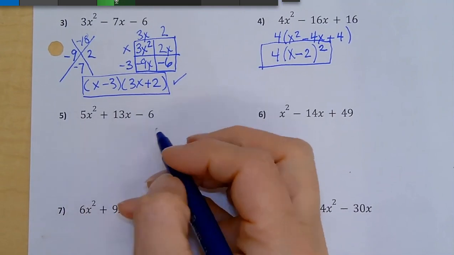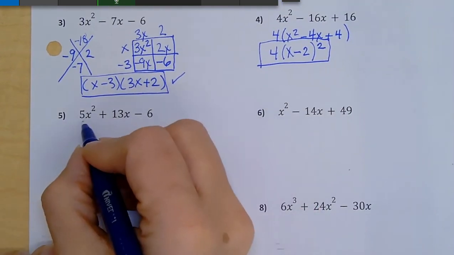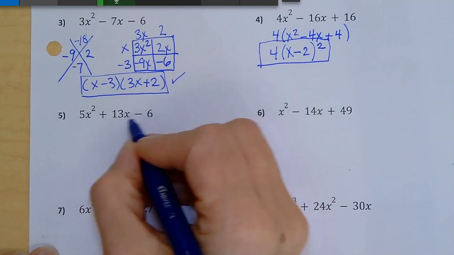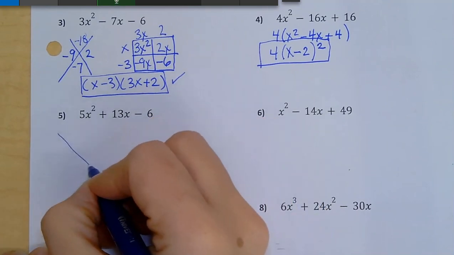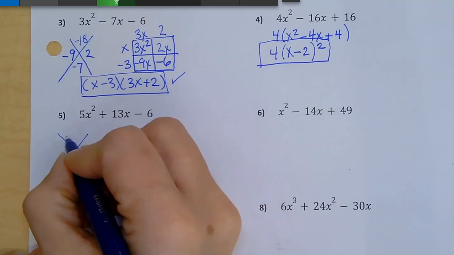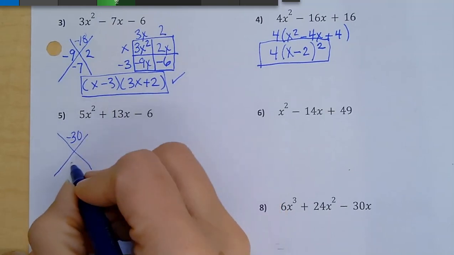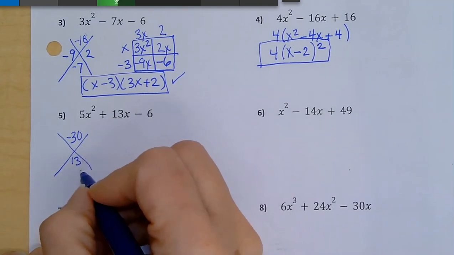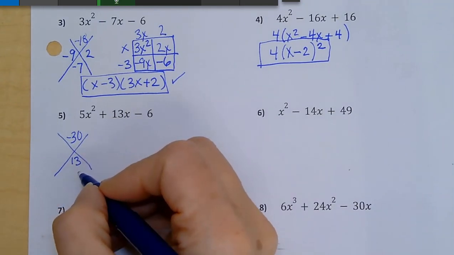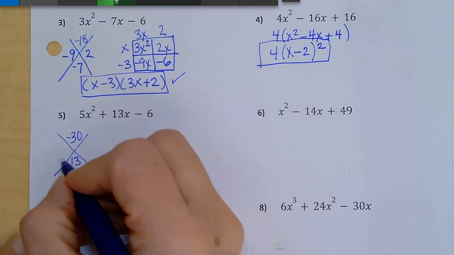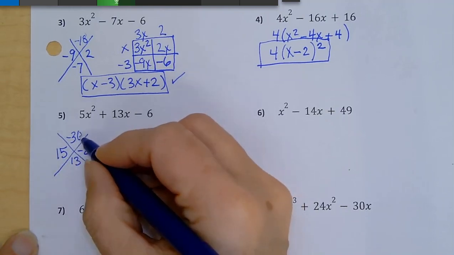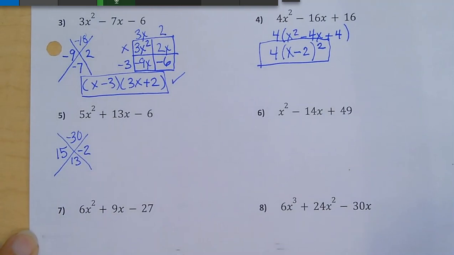5x squared plus 13x minus 6. I know a is 5, b is 13, c is negative 6, and a times c is negative 30. I need two numbers that multiply to give me negative 30, but add together to give me 13. That is going to be 15 and negative 2. When I multiply them, I get negative 30. 15 minus 2 is 13.